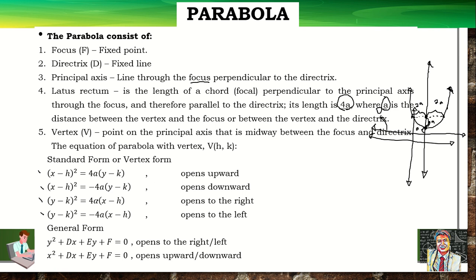Same with 4a. Kapag sa y, opens to the right kapag positive, pagka negative, that is opens to the left. Yun lang naman si parabola. So, we're not pertaining about the graph dito sa topic natin. Ang pertaining natin is converting from standard form or vertex form to general form or vice versa from general form to standard form. Yun ang main topic natin ha. Diniscuss ko lang dito ano yung mga parts ni parabola.